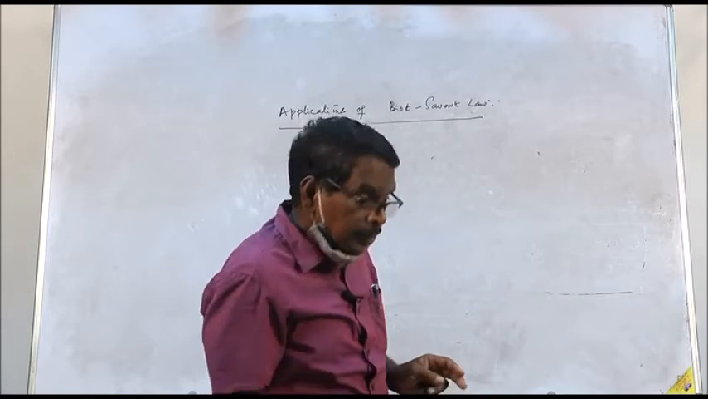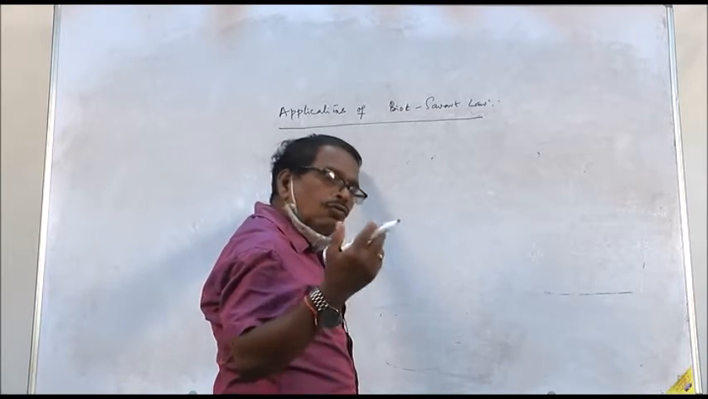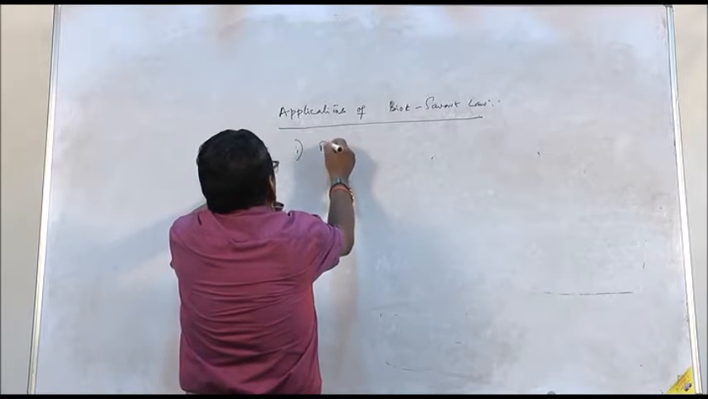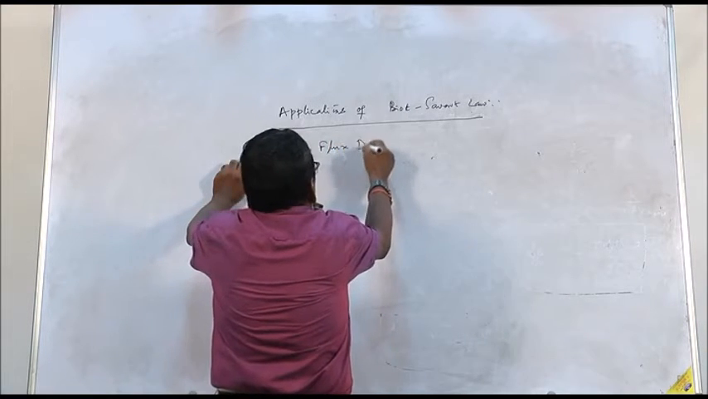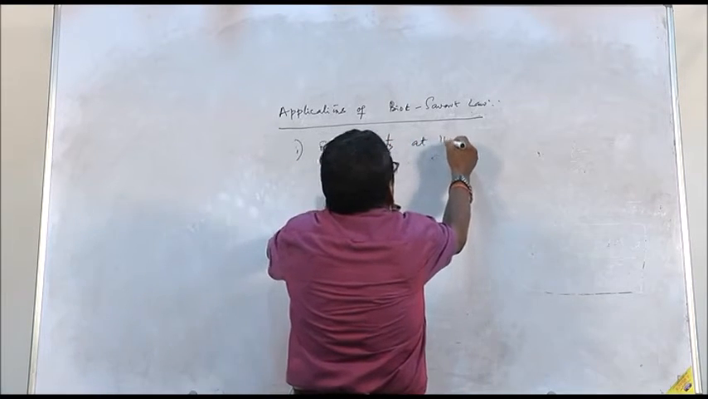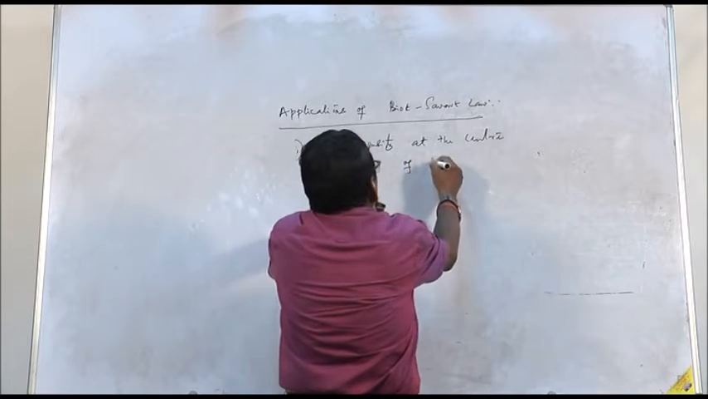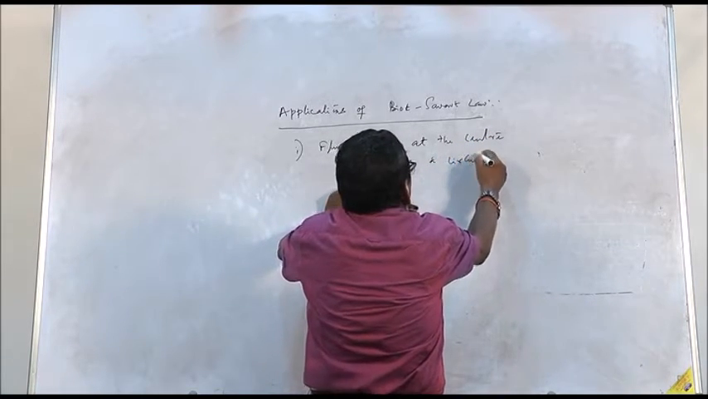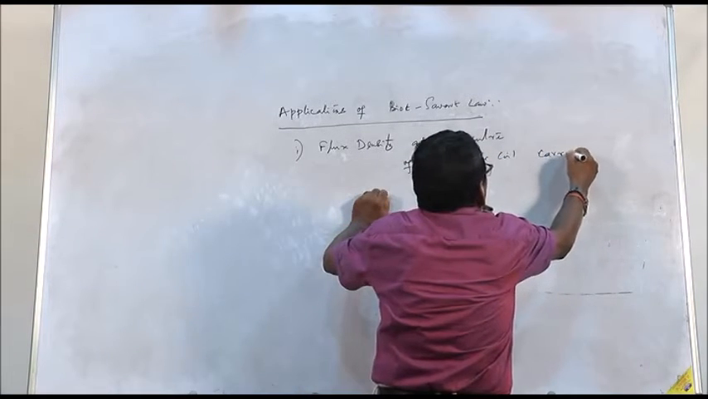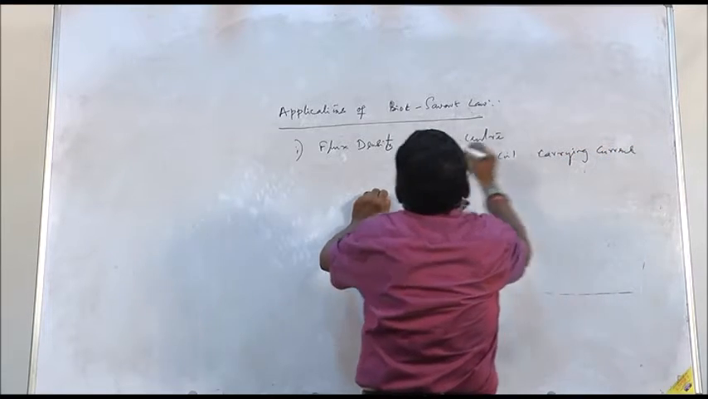So, three applications are there. In the examination, one application may come as a long question. First application we will discuss: flux density at the center of a circular coil carrying current. A very simple application. Flux density at the center of a circular coil carrying current.